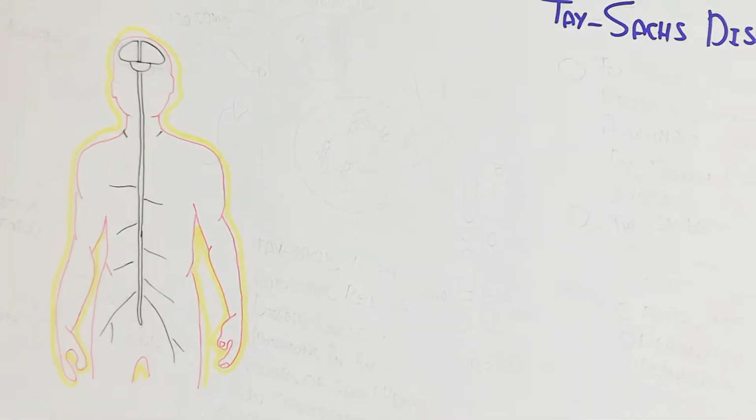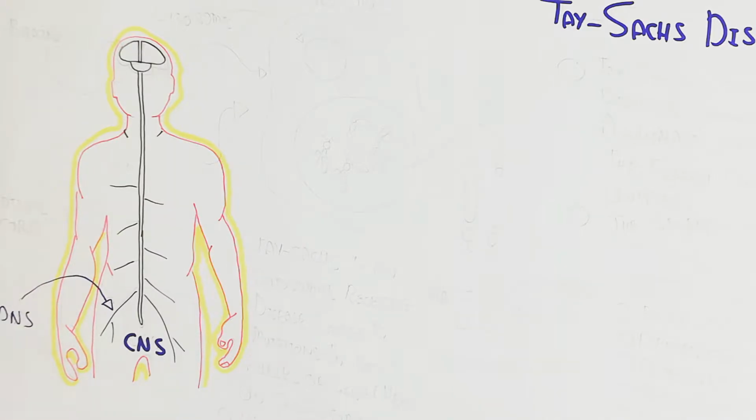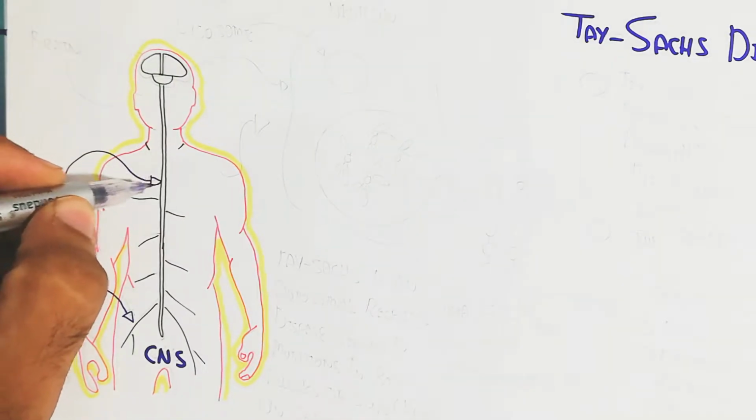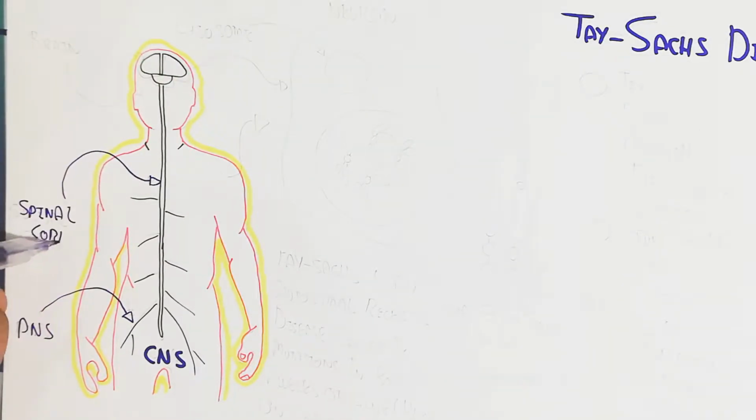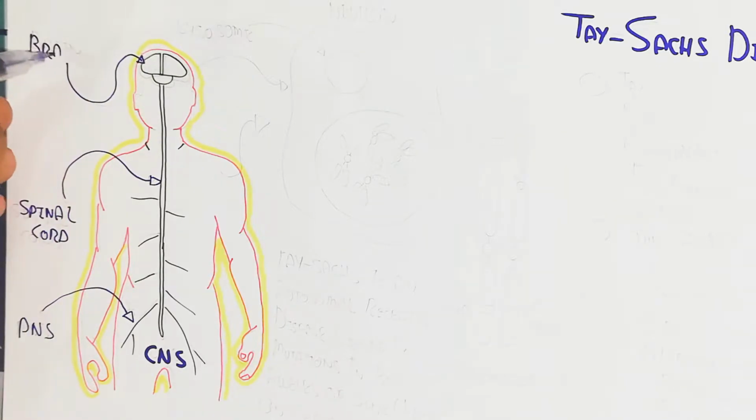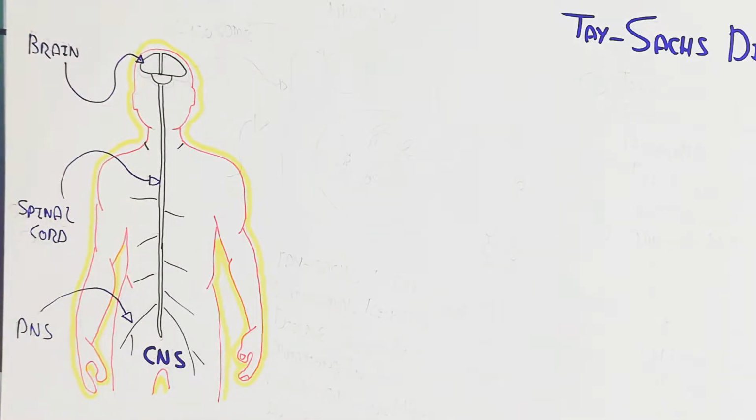So here we will learn about the central nervous system and peripheral nervous system. The central nervous system contains the brain and spinal cord, while the motor and sensory neurons present in the peripheral part of the body are known as the peripheral nervous system. PNS and CNS.